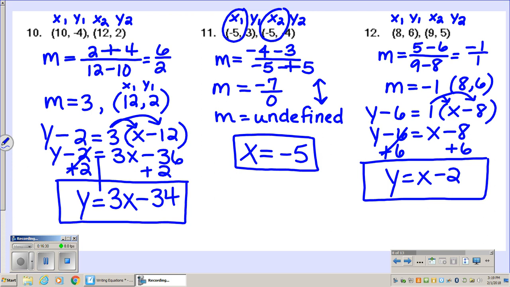For number 12, I found the slope was -1 and I used the point 0, 6. I substituted that information into point slope form and I got the equation y equals x minus 2.